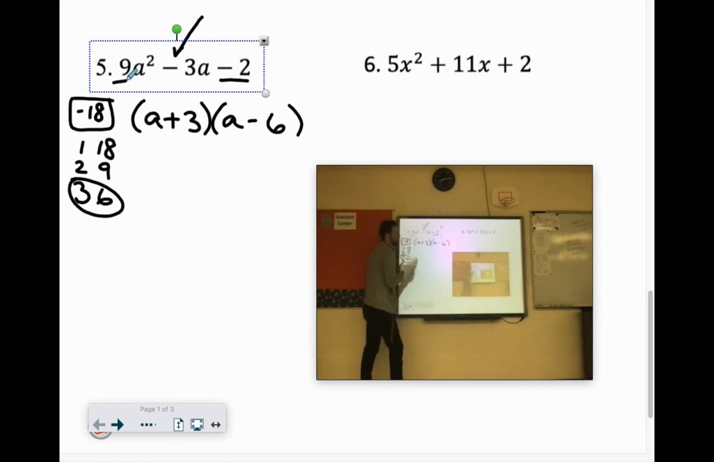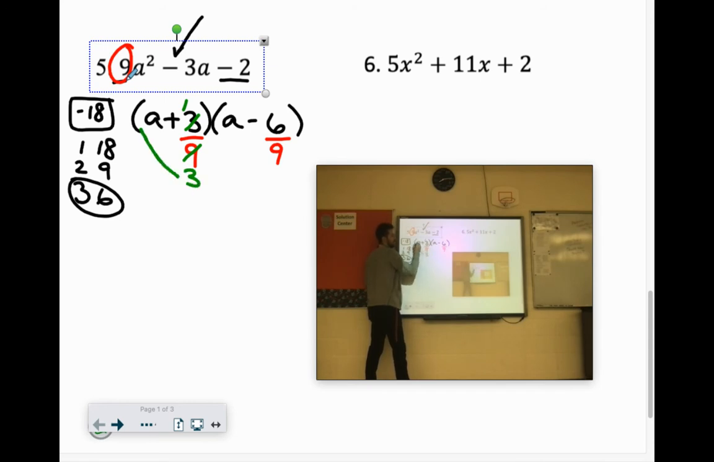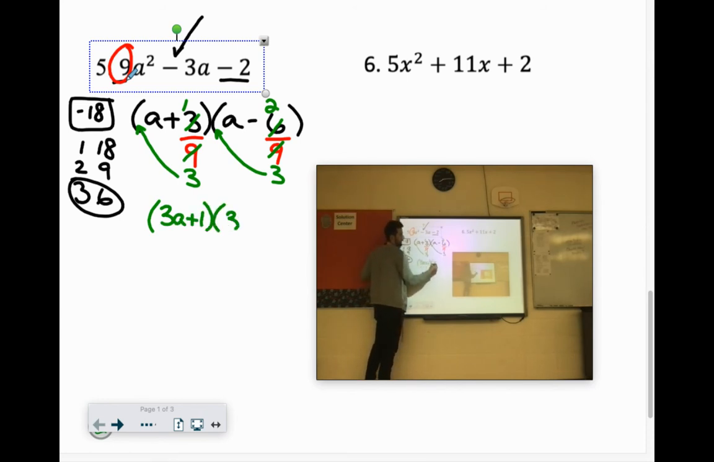And we have to try to divide them by the first number here, 9. Now neither of these evenly divide by 9, but we can simplify both of them. 3 over 9 would reduce to 1/3, and then we'll take the 3, kick it to the front. 6 ninths would reduce to 2/3, and we'll take the 3, kick it to the front. So this becomes 3a plus 1 times 3a minus 2.